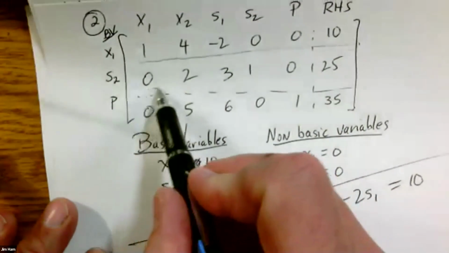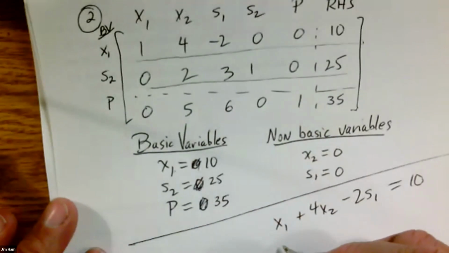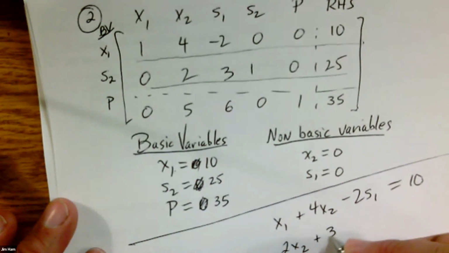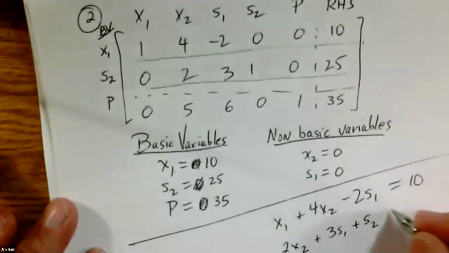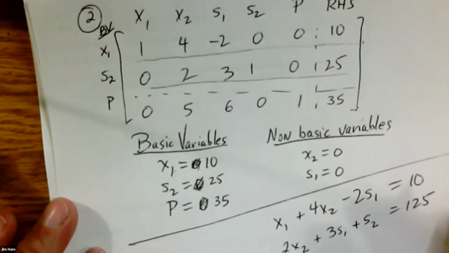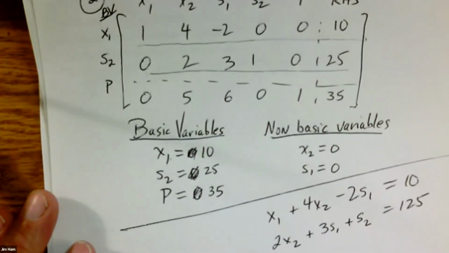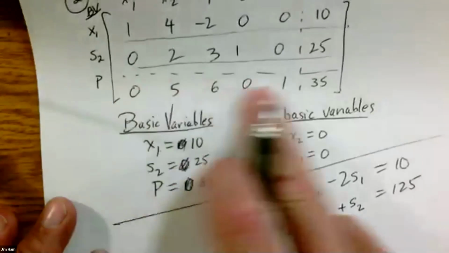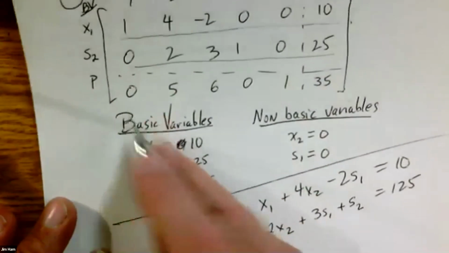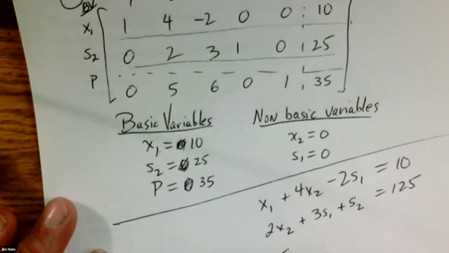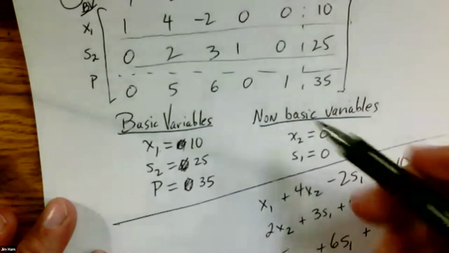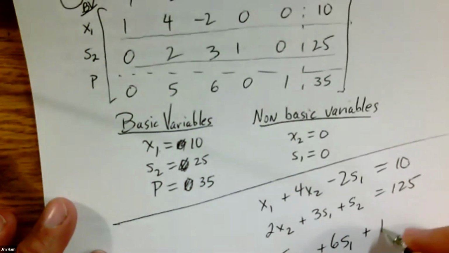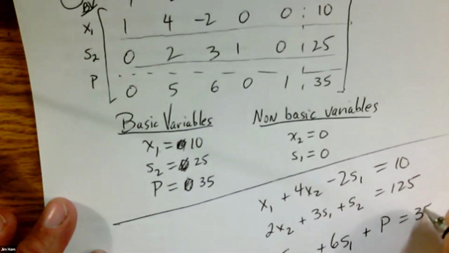If you write an equation for the second row, you have 0x1 plus 2x2 plus 3s1 plus s2 plus 0 equals 125. And then finally, for the last row, there's 0x1 plus 5x2 plus 6s1 plus 0s2 plus p equals 35.